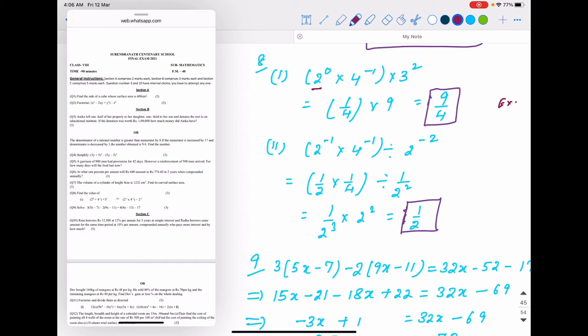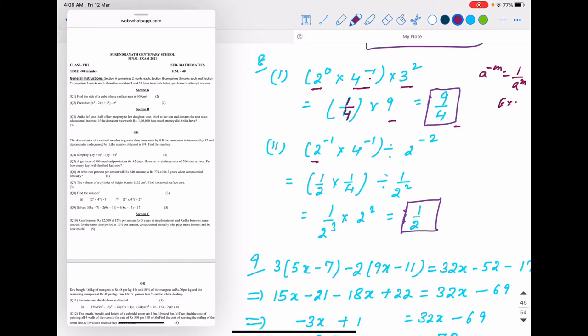Question number 8 is an exponent question. 2 to the power 0 is 1. 4 to the power minus 1, we can write as 1 by 4. We know that a to the power minus m will be 1 by a to the power m. And 3 square is 9, so it is 9 by 4.